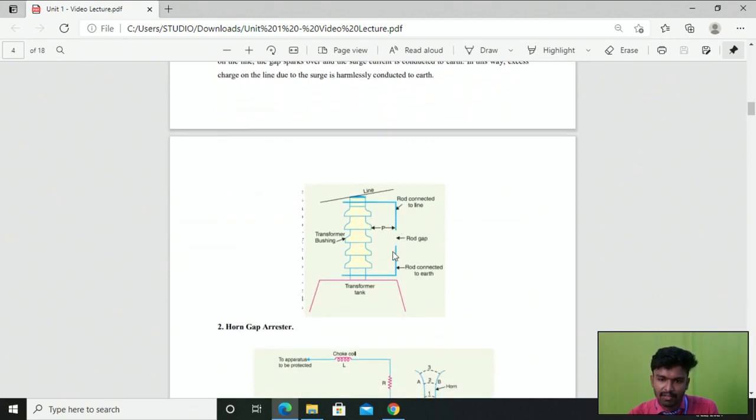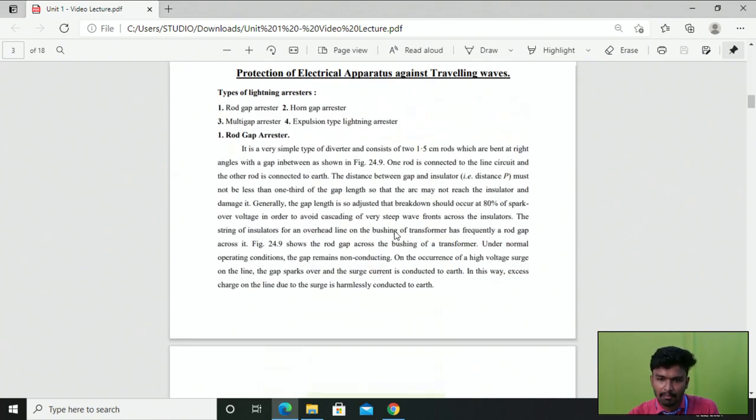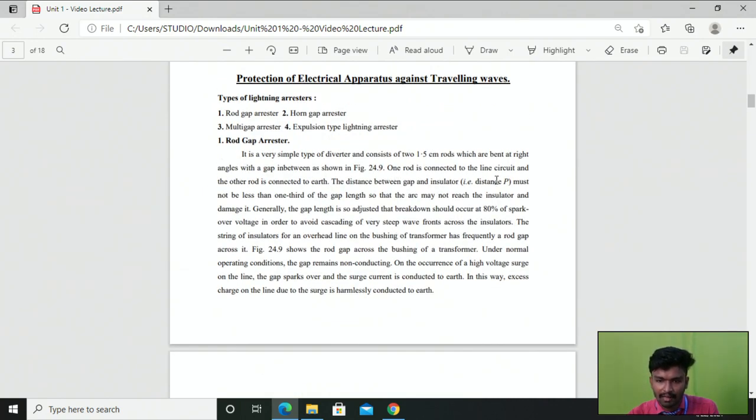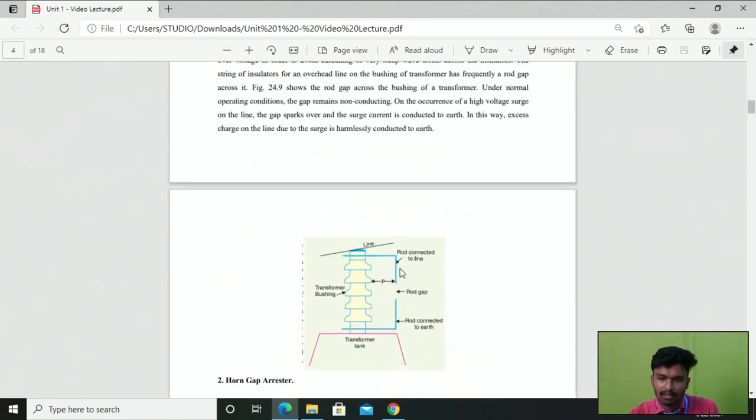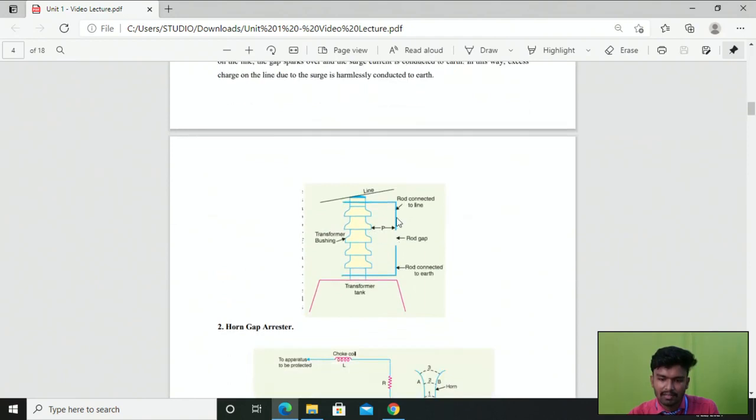Right, so between these two rods we have maintained some gap, and from this rod to the transformer bushing we need to maintain some distance. That distance is denoted by the letter P. As I said before, one rod is connected to the transmission line circuit and the other rod is connected to the earth. The distance between the gap and the insulator must not be less than 1/3 of the gap length, so that the arc may not reach the insulator and damage it. So here we need to maintain some distance between this rod and the transformer bushing. That is the 1/3 length.